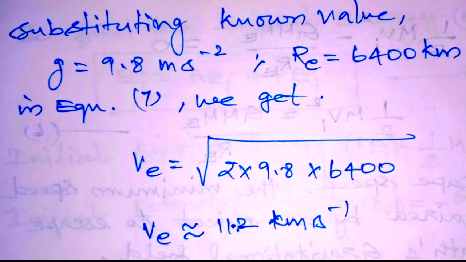Using this formula we are going to find the value of the escape speed of the earth. We know small g equals 9.8 meter per second square and the radius of the earth Re equals 6400 kilometer, and we substitute in equation number 7. So we get ve equals square root of 2 into 9.8 into 6400. Finally we get approximately the escape speed of the earth as 11.2 kilometer per second. This is a very important 5-mark question, so please go through it well.